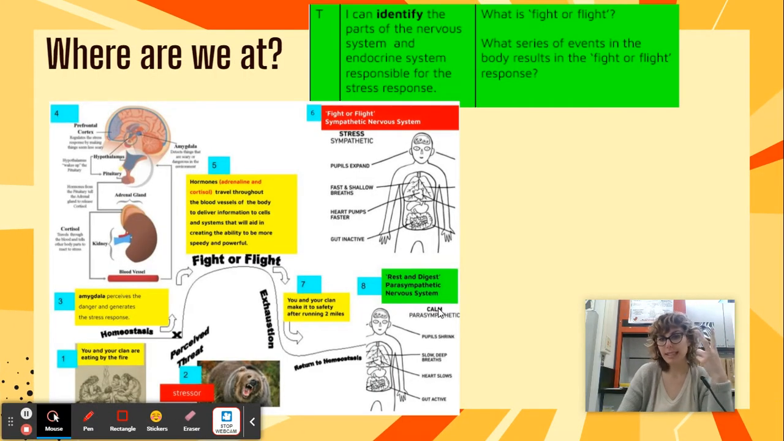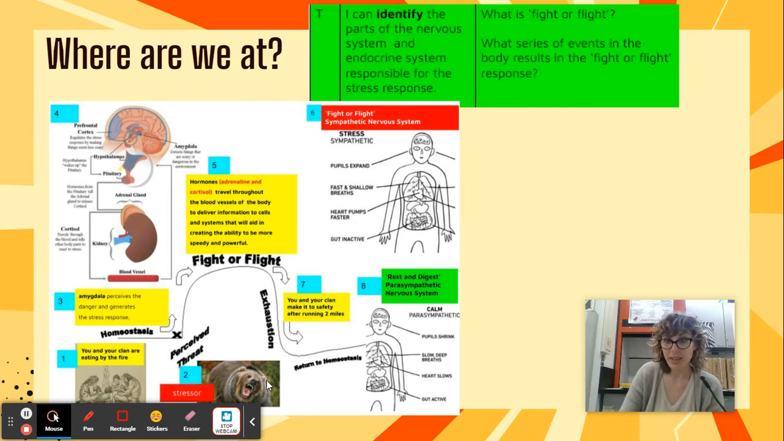So now let's talk about that second learning target, which is that you can identify the different parts of your body, specifically the endocrine system, that's responsible for that fight or flight response. We're also going to talk about what is fight or flight? What are the series of events that happen in fight or flight? And we used this model to help us break it down, right? So we learned that we have this sequence of events that takes place when our body thinks it's experiencing something stressful.